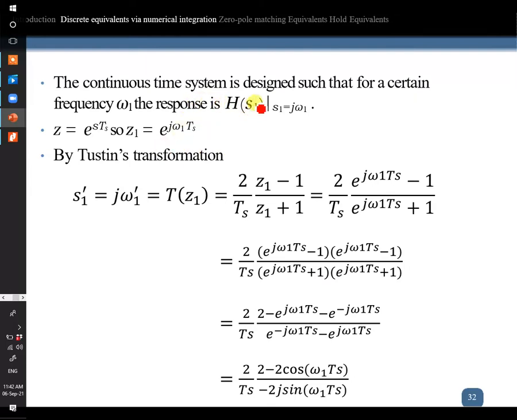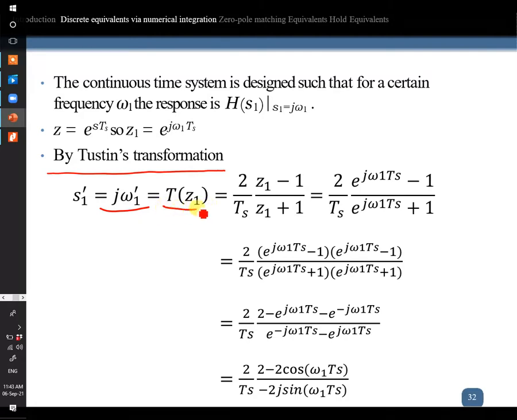The continuous time system is designed such that for a certain frequency omega 1, the frequency response is H(S) at S1. That means you put S equal to j omega 1. And I know that Z equals e^(S Ts), so Z1 will be e^(j omega 1 Ts). This is the sampling transformation. If you remember, S1 will be j omega 1 in the continuous time, with Ts, Z1.